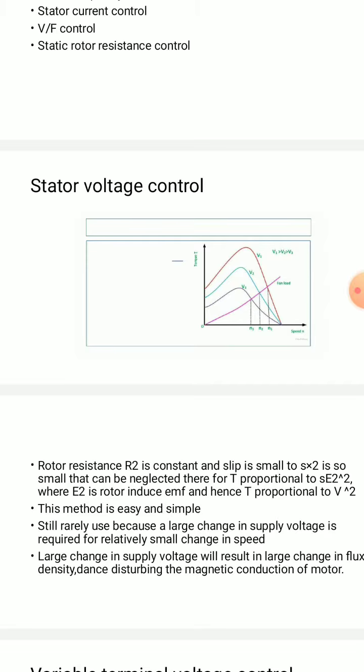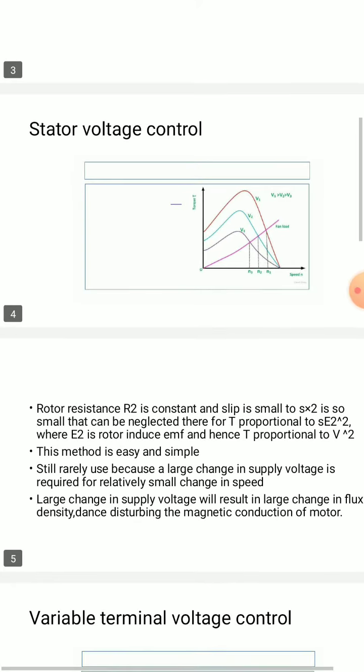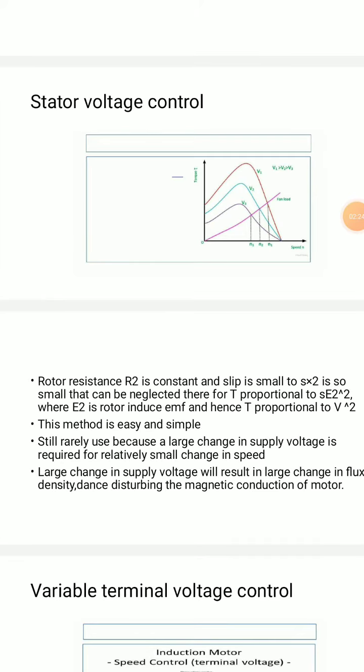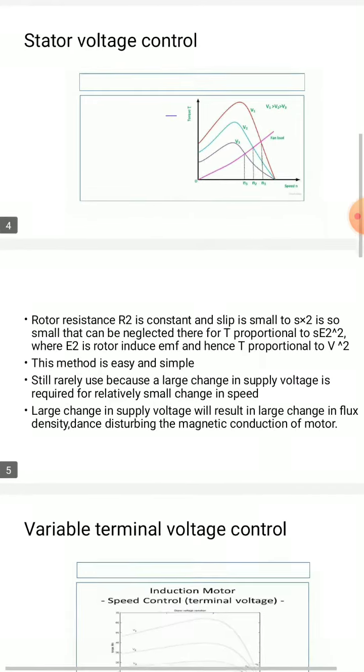Rotor resistance R2 is constant and slip is small, so S squared, which is very small, is neglected, because the slip is too small. Therefore, T is proportional to S E2 squared, where E2 is the rotor induced EMF, and hence T is proportional to V squared.